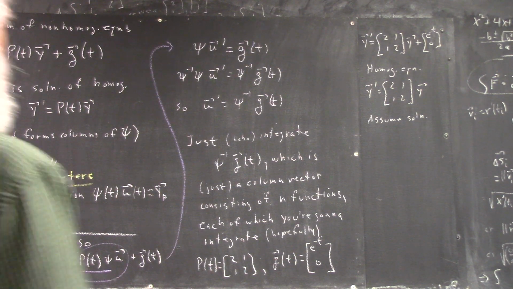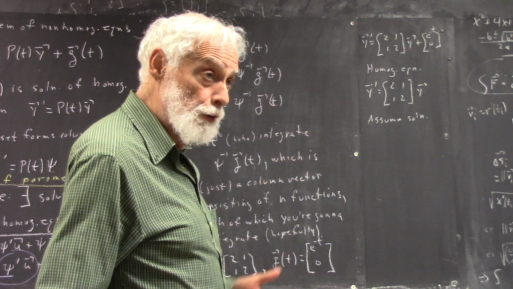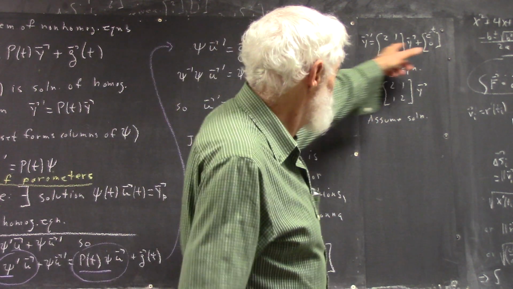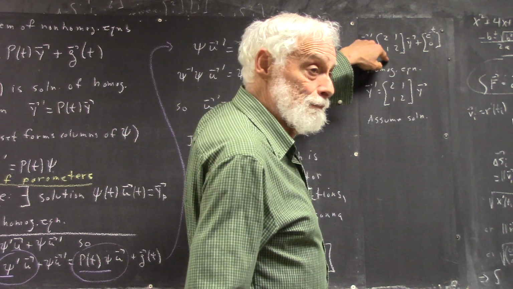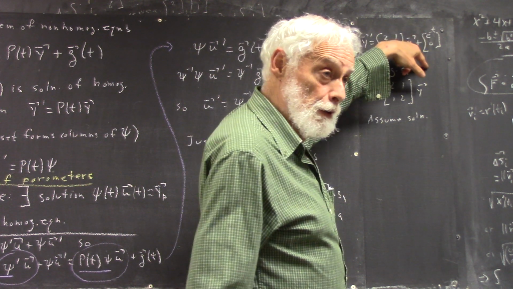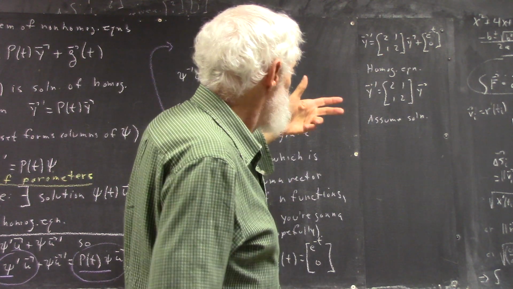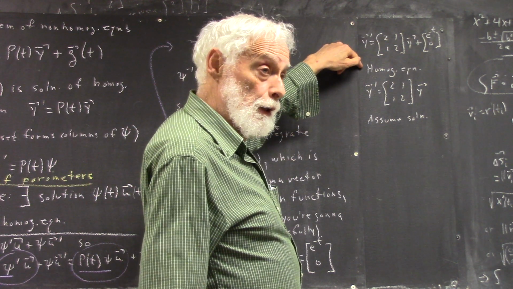Okay, we're going to apply the method with P of t equal this, G of t equal this. So your equation is just this. There's your P of t matrix multiplied by y. There's your non-homogeneous part, e to the negative t, and of course that's your y prime. Okay? So your homogeneous equation is just this.